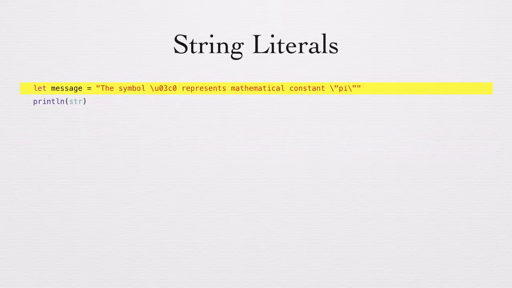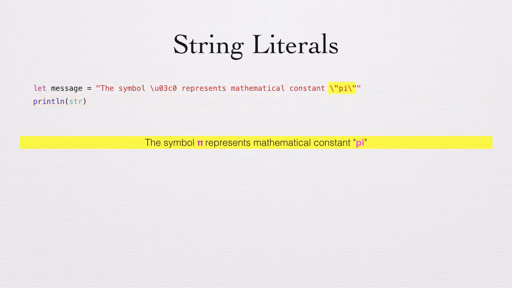A string literal can embed any Unicode and supports the use of special characters such as double and single quotes. In this case, we use the Unicode 03C0 to set the symbol for the mathematical pi. To include the double quote character, we precede it with a backslash. When you print the message string on the console, you will see this output.